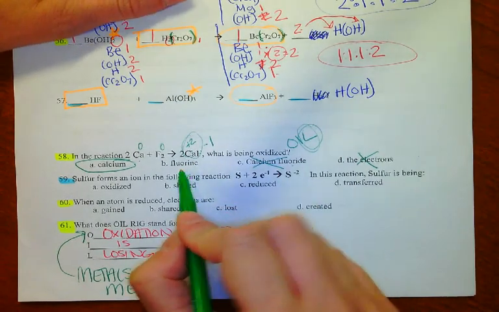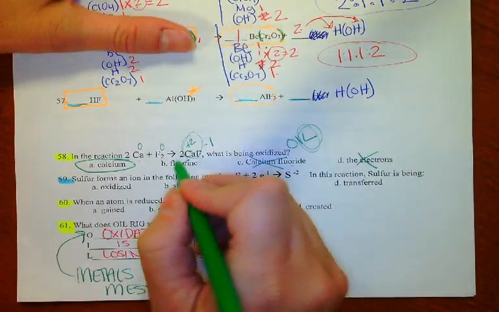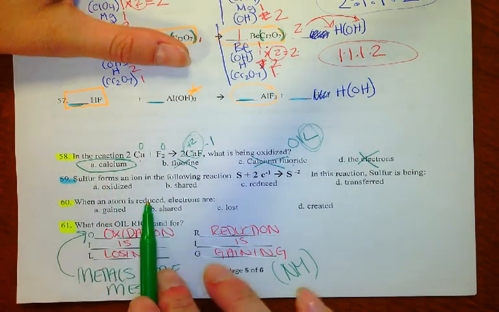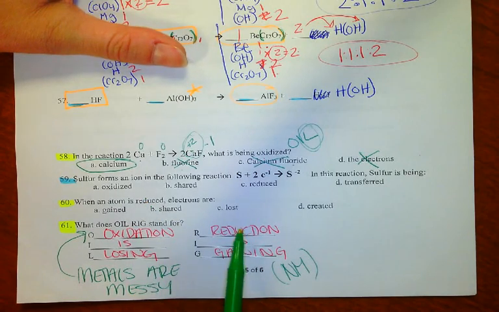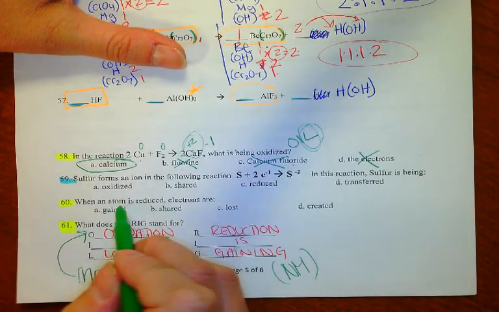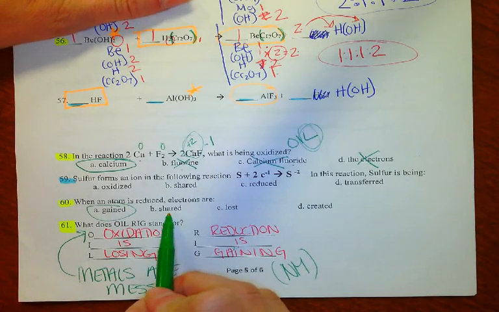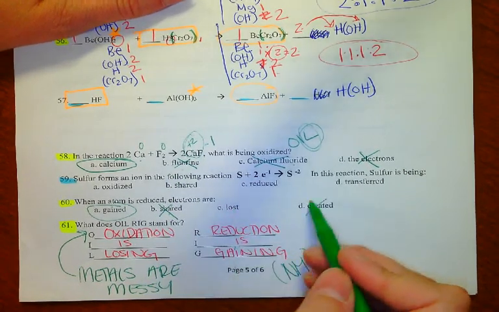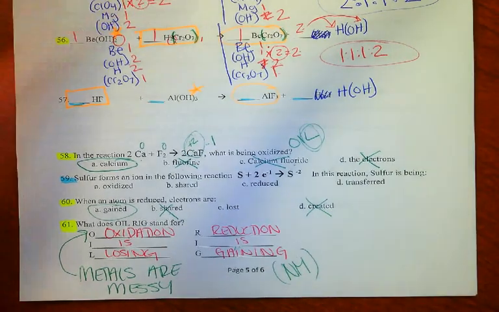Right? Try 59 on your own. When an atom is reduced, electrons are gained, OIL RIG. They're not shared, that's covalent. They're not lost, and electrons are not created. Alright, so OIL RIG is going to be your best bet.